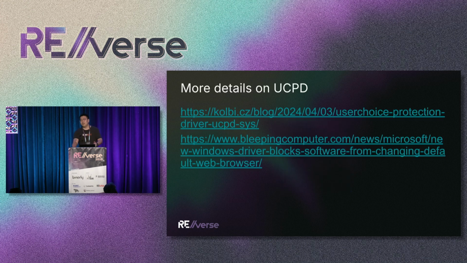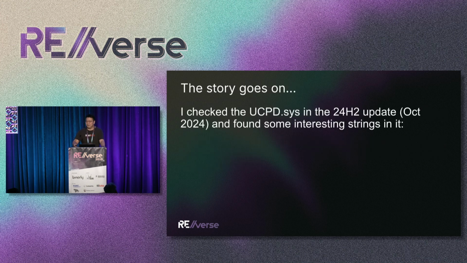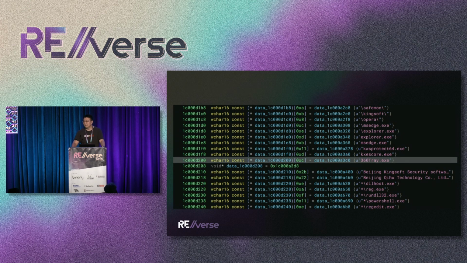If you want more details on this, you can have a look at these two links. This is actually not what we talked about today. So the story actually goes on. I checked a particular version of UCPD.sys in the October update and found some interesting strings in it. Is the font good enough? So you see 363.exe and also some familiar names in it.